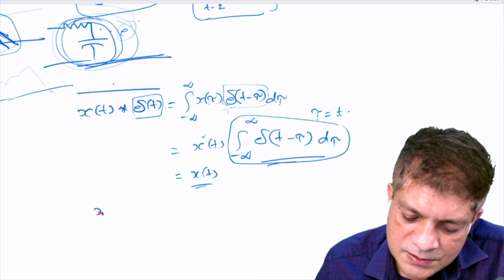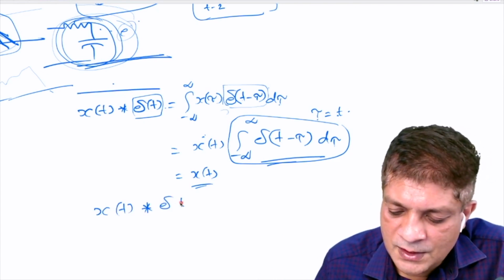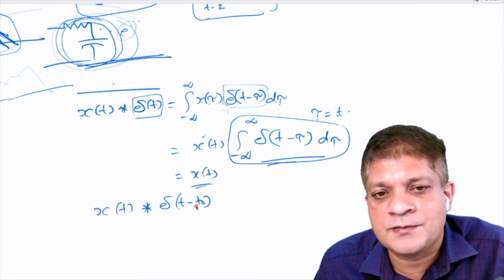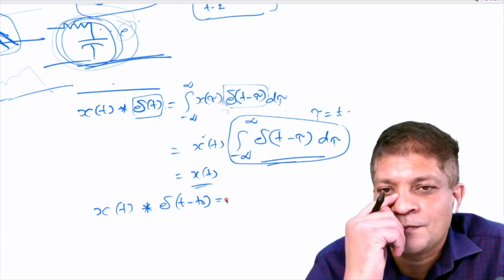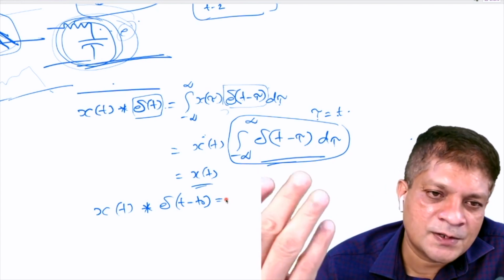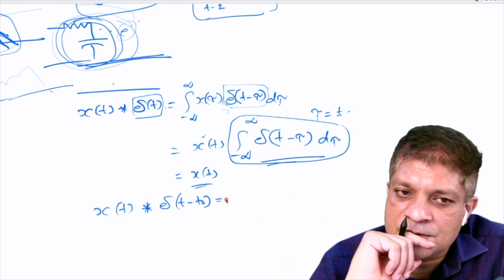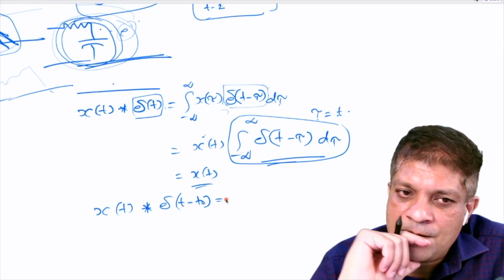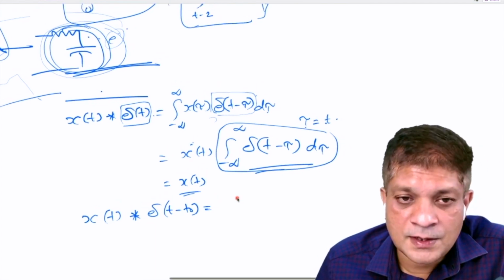Now, what about this? If you are convolving any signal with delta(t minus t naught), a delayed version of the impulse, convolving any signal with a delayed delta function, we will get x(t minus t naught). So we will get the delayed version.